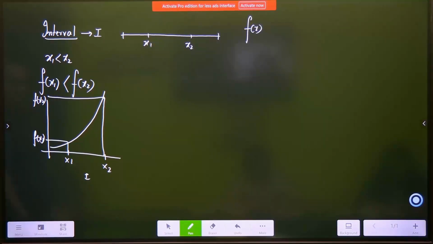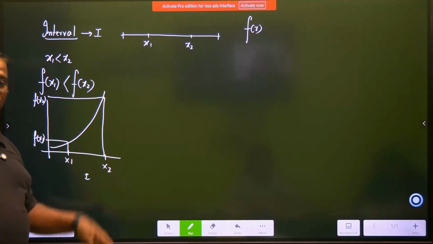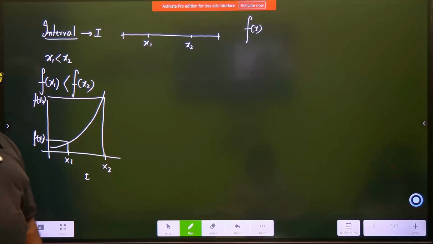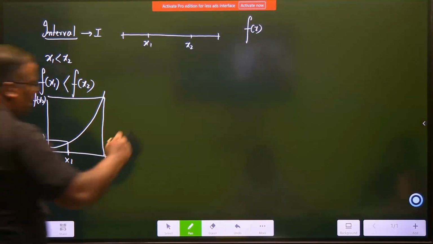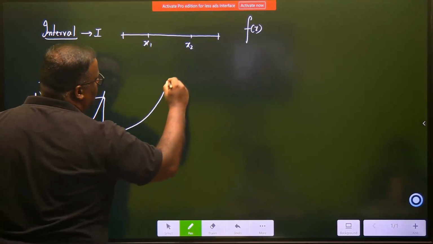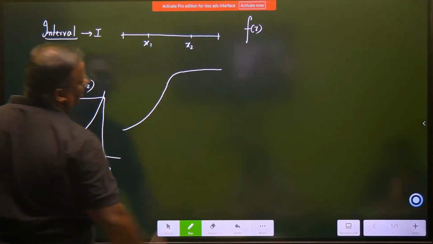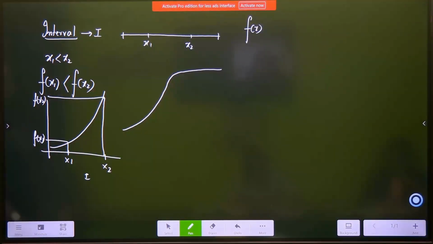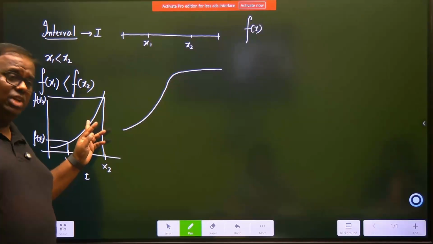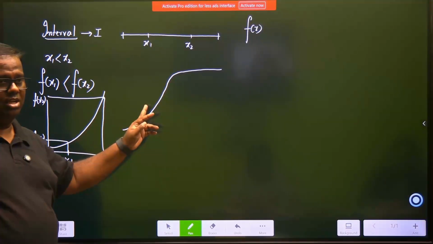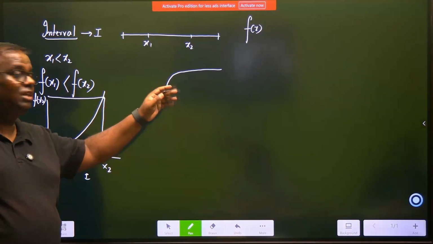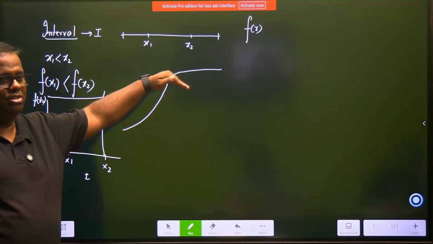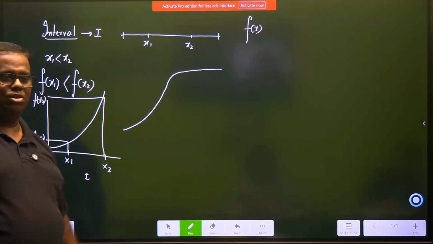Got it? If by increasing the input, the output decreases, the function will be known as a decreasing function. And if we see that the function is increasing like this and has become stagnant, then what do we say? This is strictly increasing, this is just increasing. When will I call it not increasing? When the slope falls down. It just falls down, I'll call it not increasing.